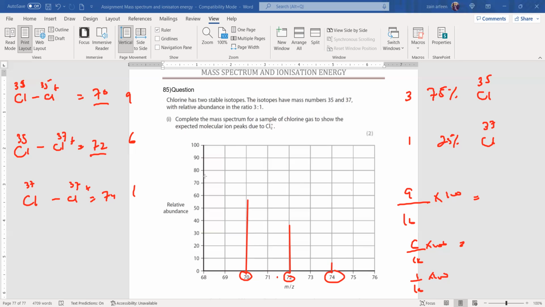You don't have to memorize 9, 6 and 1. This you can work out, as it is a simple mathematical ratio. Even if you memorize it, that's also fine. But you can also work out the percentages, like you can also work out the ratio of the molecules.